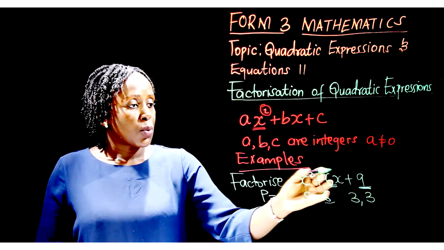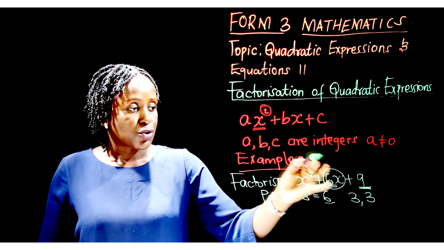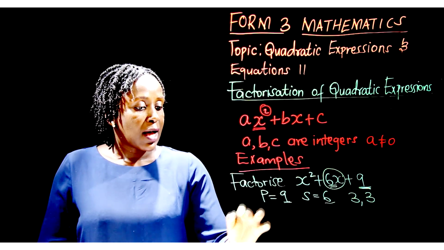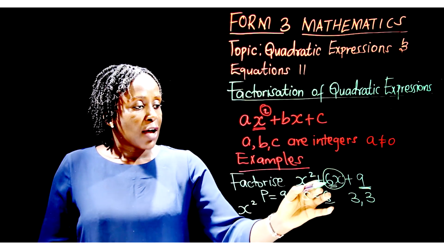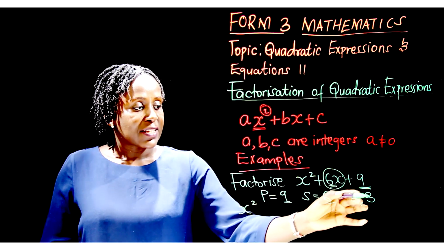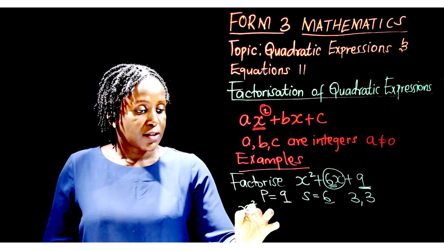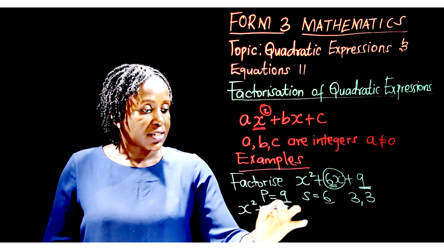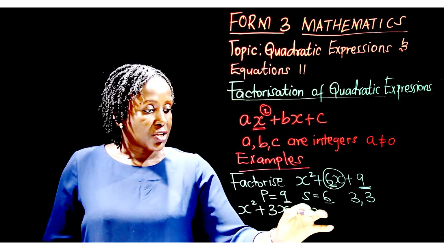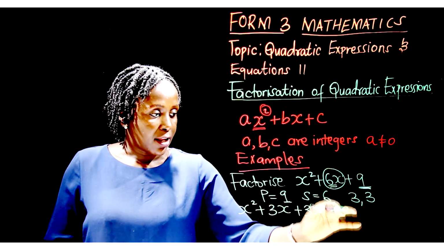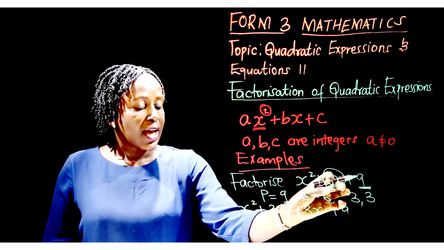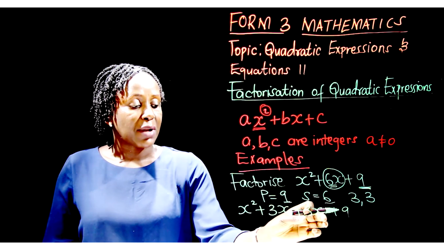Like I said, we are going to break 6x into 2. So this will become x squared. Now since 3x plus 3x gives you 6x, we're going to have plus 3x plus 3x plus 9. So you notice that 6x is the same as 3x plus 3x.